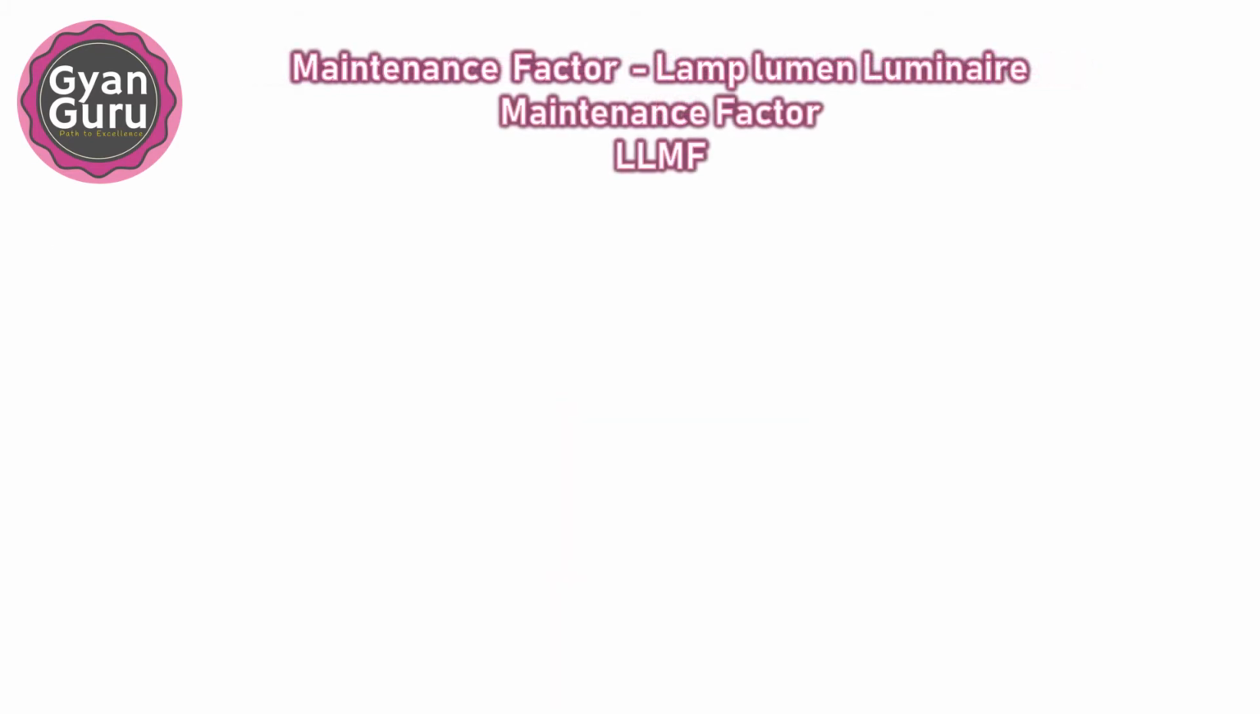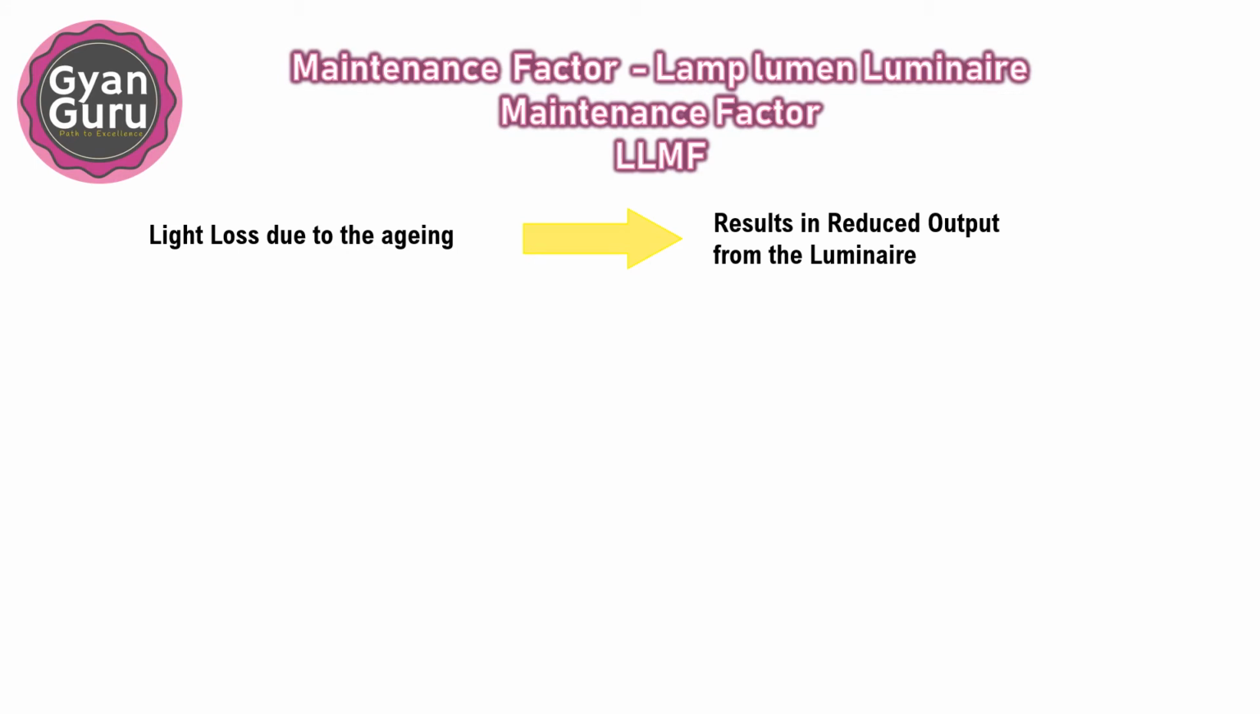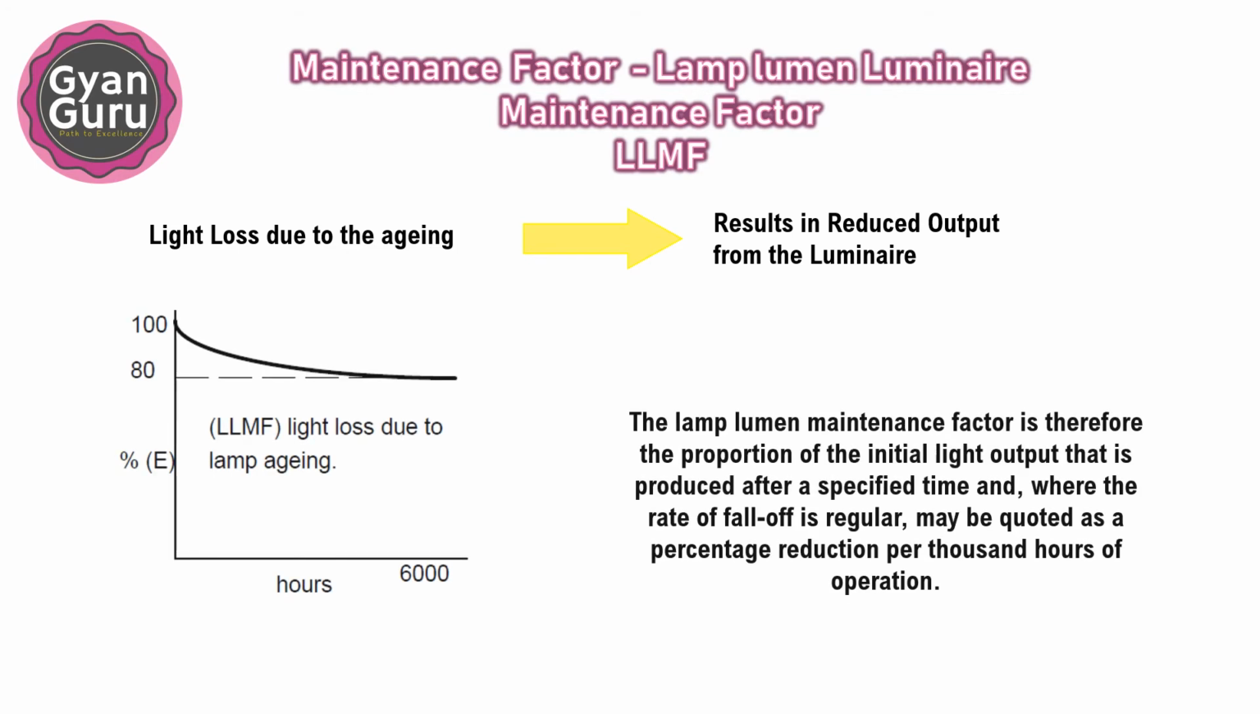Now let us understand the lamp-lumen maintenance factor. The lumen output from all lamp types decreases with time of operation. The rate of fall-off varies for different lamp types and it is essential to consult the manufacturer's data. From such data, it is possible to obtain the lamp-lumen maintenance factor for a specific number of hours of operation. The lamp-lumen maintenance factor is therefore the proportion of the initial light output that is produced after a specified time and, where the rate of fall-off is regular, may be quoted as a percentage reduction per 1000 hours of operation.